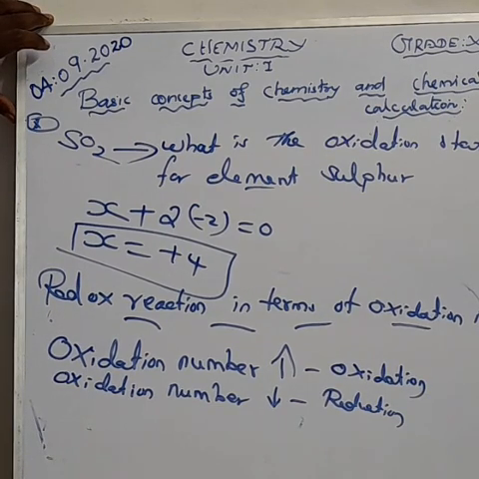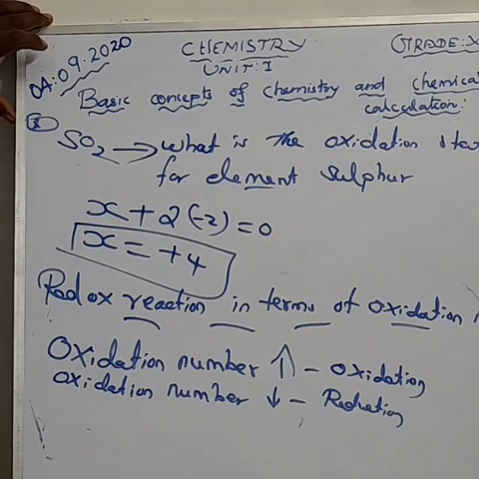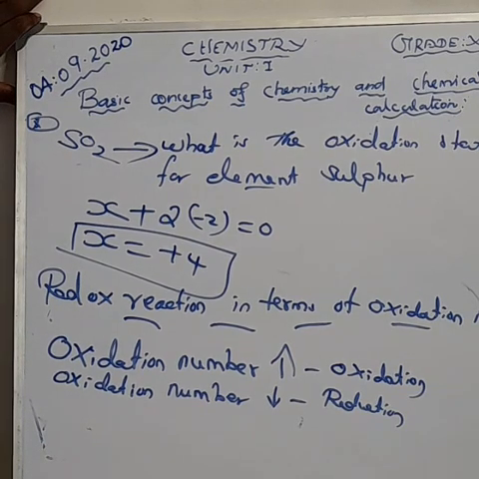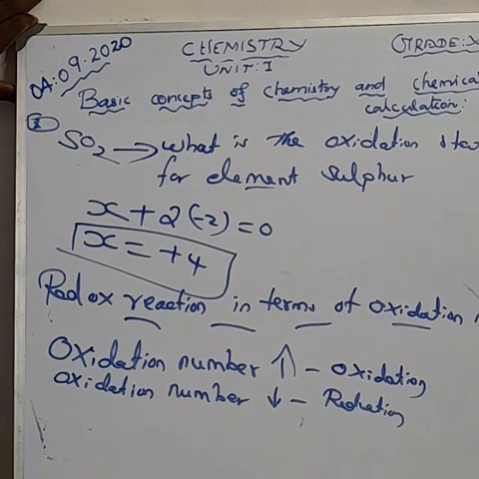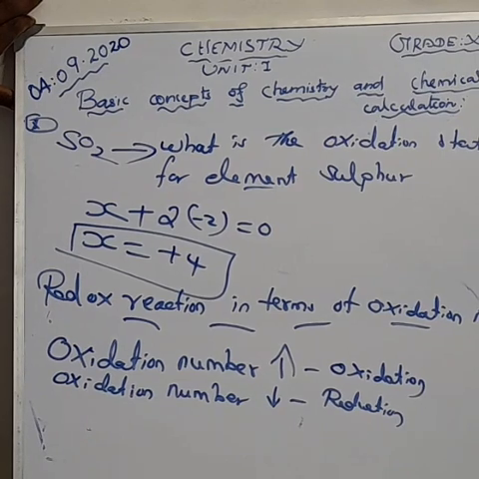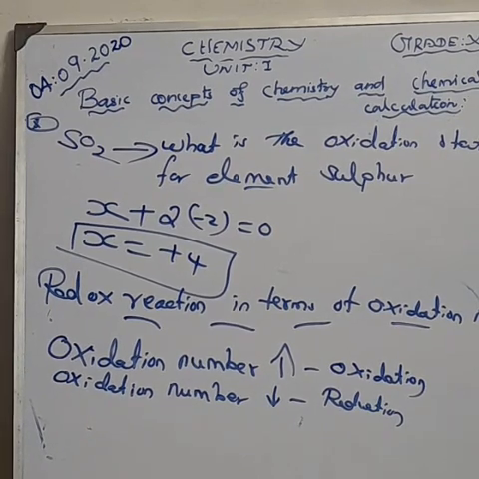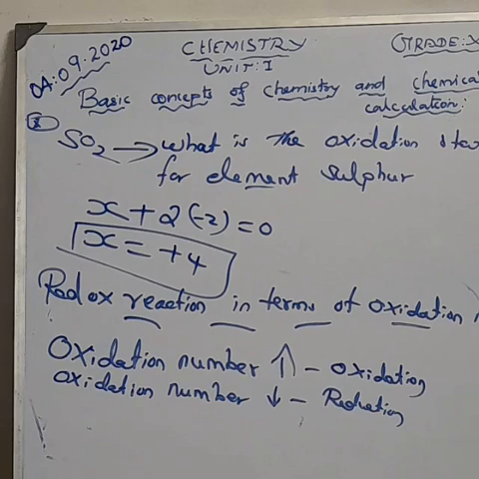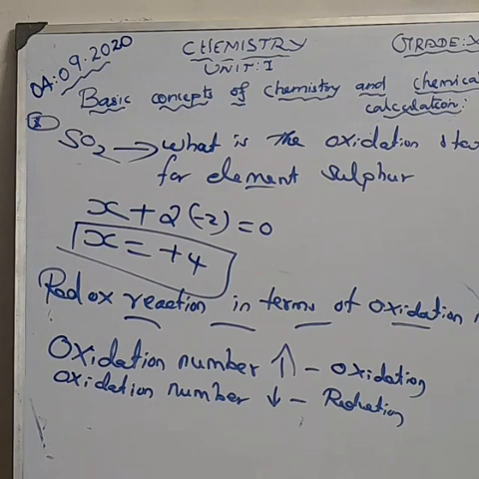Clear? Okay. How can we explain redox reactions in terms of oxidation number? We are taking one equation. Potassium permanganate reacts with ferrous sulfate in the presence of sulfuric acid. We get potassium sulfate, manganese sulfate, ferric sulfate and water. Okay, this is one of the reactions.